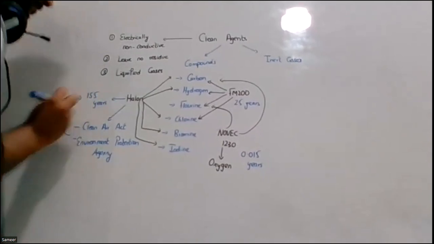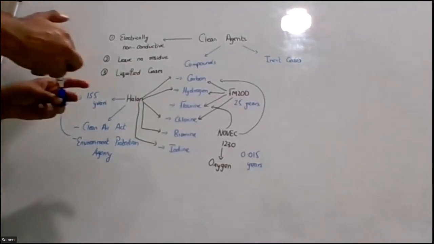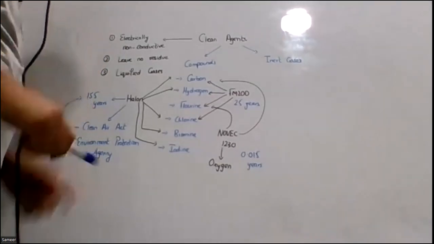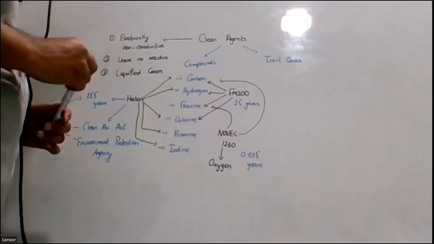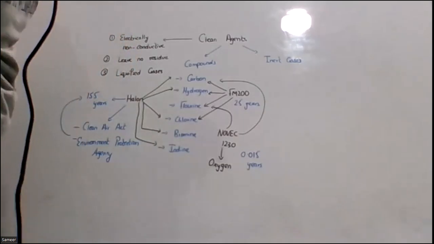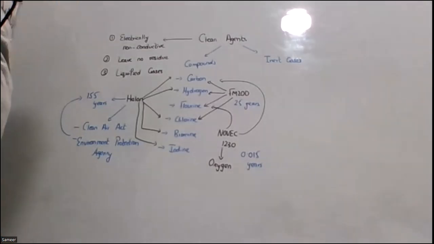Because of its availability in the atmosphere. On the other hand, we have inert gases. Now, inert gases are considered to be the gases that are usually available in the atmosphere.